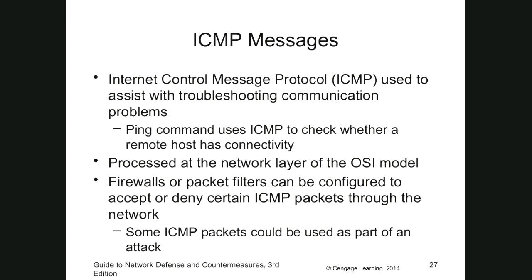So we got ICMP, Internet Control Message Protocol, used to assist with troubleshooting communication problems. So we can do what's called a ping, and a ping command uses this ICMP to check whether a remote host has connectivity. From a server or even from one computer, you can reach out and ping a website. You can ping another computer. You can ping a server. And at the network layer of the OSI model is where you're able to do these pings. That lets you know if a port is open, or if a device is functioning, if it's active on a network.